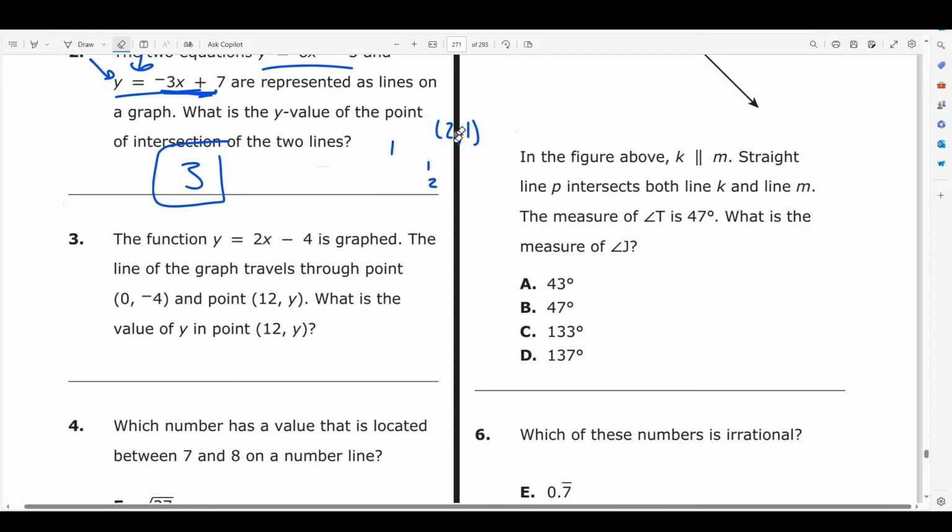Now they're telling you that on this same graph, you have this line, and I'll draw it out, right? 2x minus 4 looks something like this. And they're asking you, when x is equal to 12, what is the value of y on this position, right?